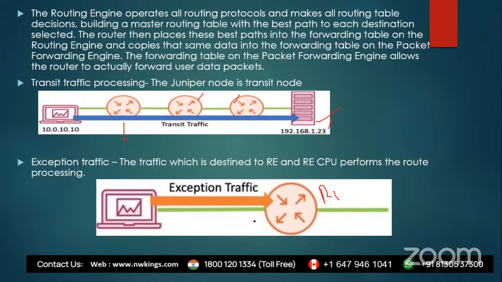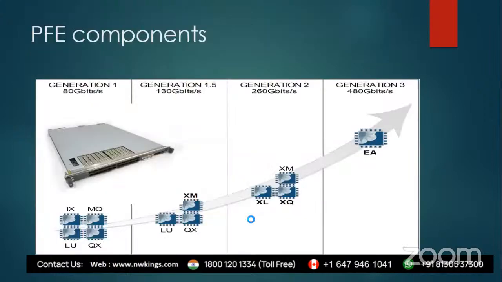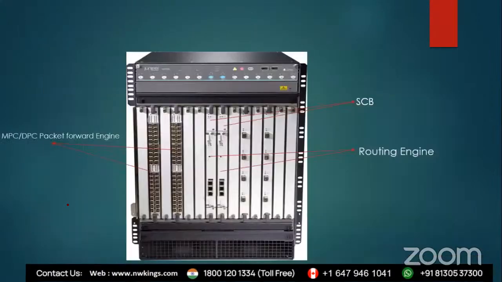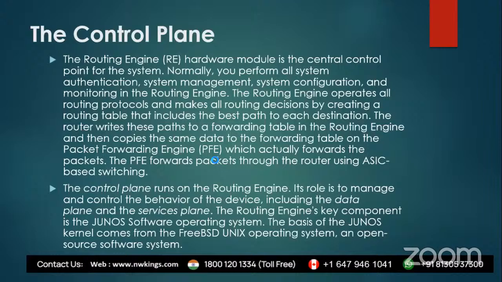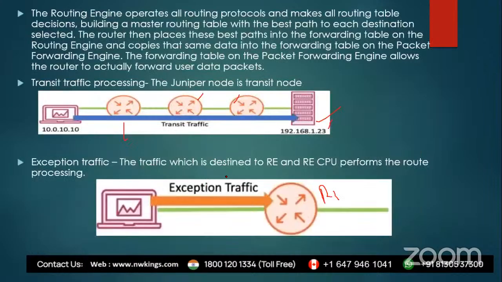Initially the packet arrives on the line card, on one of the interfaces. It will check the destination IP address. This destination IP address is pointing to me, so it will send the packet to the routing engine for further processing. Internally it will send it to the routing engine. That is called exception traffic. It is the traffic destined to the RE, and the RE CPU performs the route processing, as simple as that.